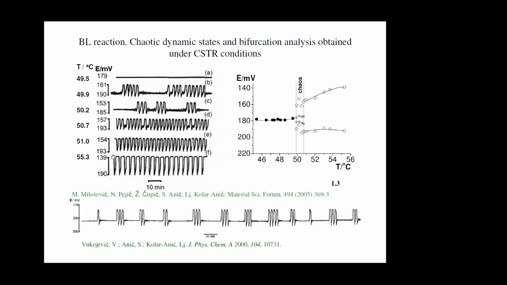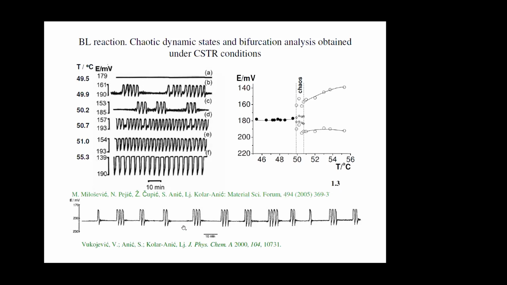Here is one more experimental result. You can see transformation of the dynamic state from the stable steady state through different kinds of intermittent oscillations to regular oscillatory dynamics. On the right side, you have the bifurcation diagram obtained for this system. As I said, from stable state to regular oscillation, and between them we can see chaotic states.